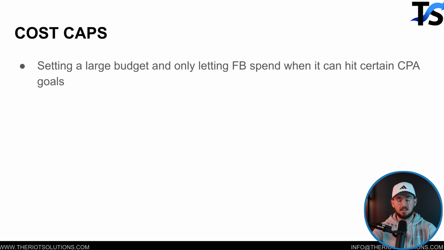Now, the next one I see that's a very hot topic right now is cost caps. And, from my understanding, it's just setting a large budget on and purely just letting Facebook spend when it can hit a certain CPA. So let's say, for example, you have a CPA goal of $20. That does really well for you, a cost per purchase goal. And you can set a budget of like $10,000 a day. And Facebook's only going to spend basically when it can hit that $20 goal. If it can't hit that $20 CPA goal, it just simply won't spend.